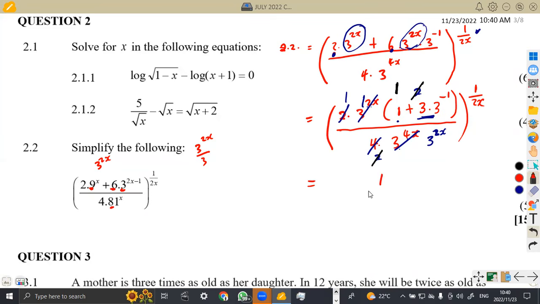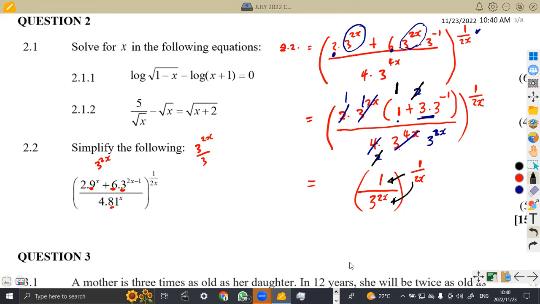So that's 1 over. In the denominator, we are remaining with 3 to the exponent of 2x, everything to the exponent of 1 over 2x. So that's what you're going to have at the end. So from this part, remember how you're going to apply the exponent. This exponent is supposed to affect everything. It's supposed to affect 1 and also affect 3 to the exponent of 2x.